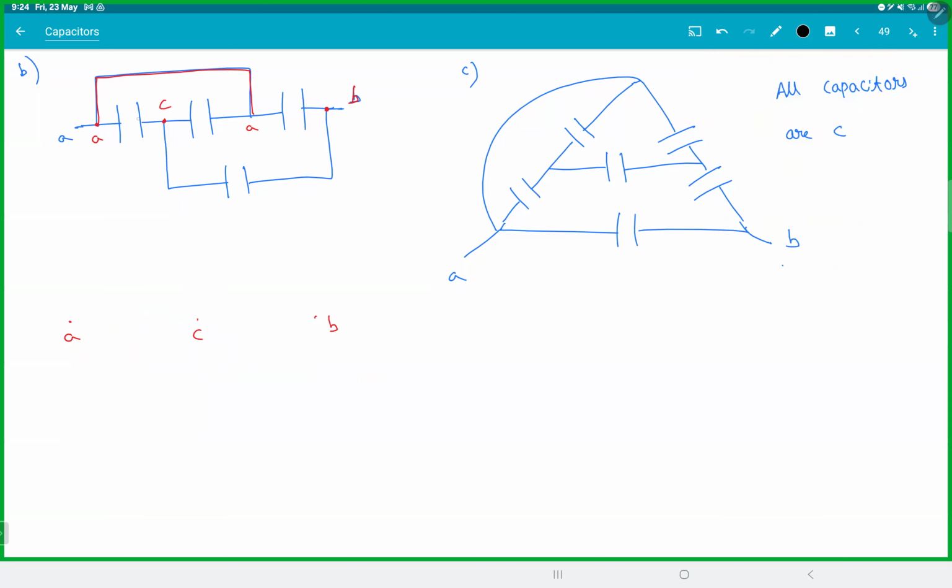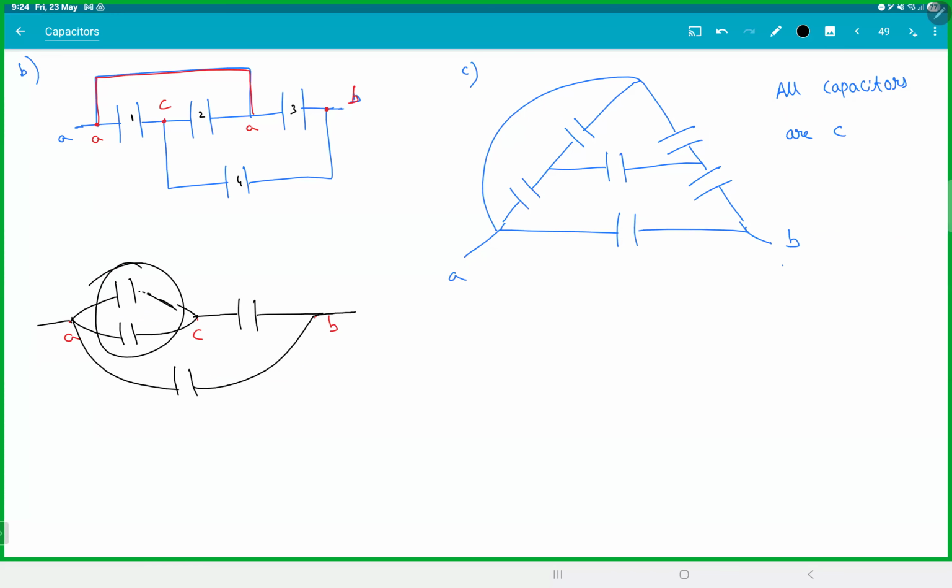You're done. So let's name the capacitors 1, 2, 3, and 4. Capacitor 1 is between A and C. Capacitor 2 is also between A and C. Capacitor 3 is between A and B. Capacitor 4 is between C and B. Able to see this? These two are in parallel: 2C. 2C by 3. 2C by 3 plus C: 5C by 3. Get the C part.